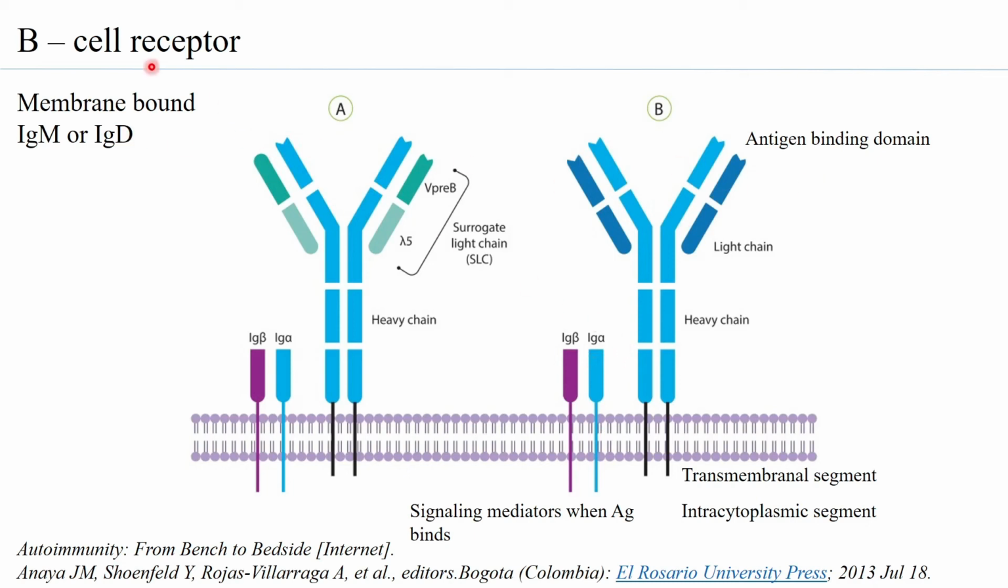So therefore, the B cell receptor primarily is a membrane-bound IgM or IgD, and it is a monomer. We all know that IgMs that are secreted are pentamers, but when it is present in an immature B cell, it is present as a monomer.